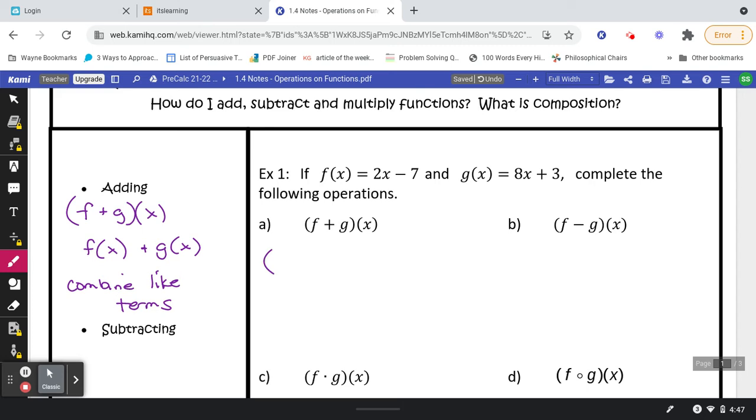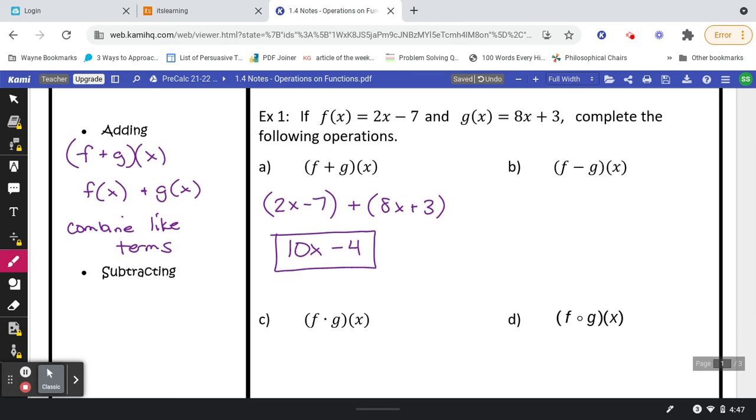So we'll write the expressions out, the functions. The f function plus the g function. So it looks like that. And then you just combine like terms. 2x and 8x, 10x, negative 7 and 3, negative 4, minus 4. And there we go.